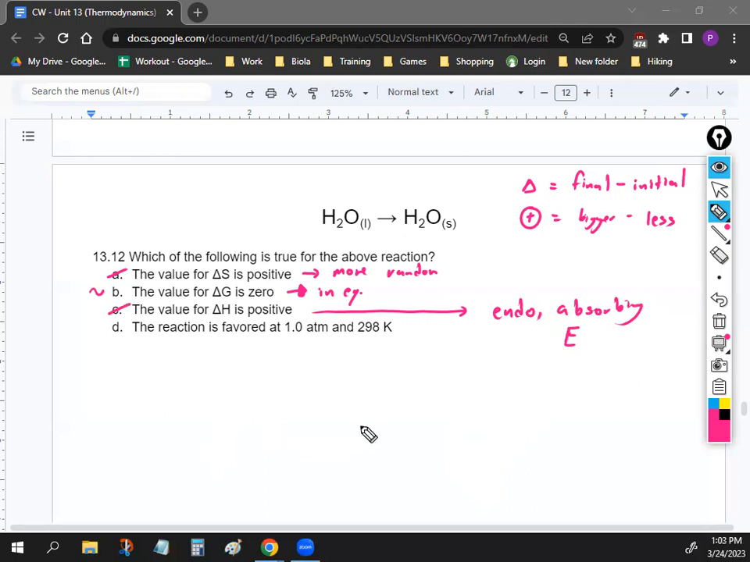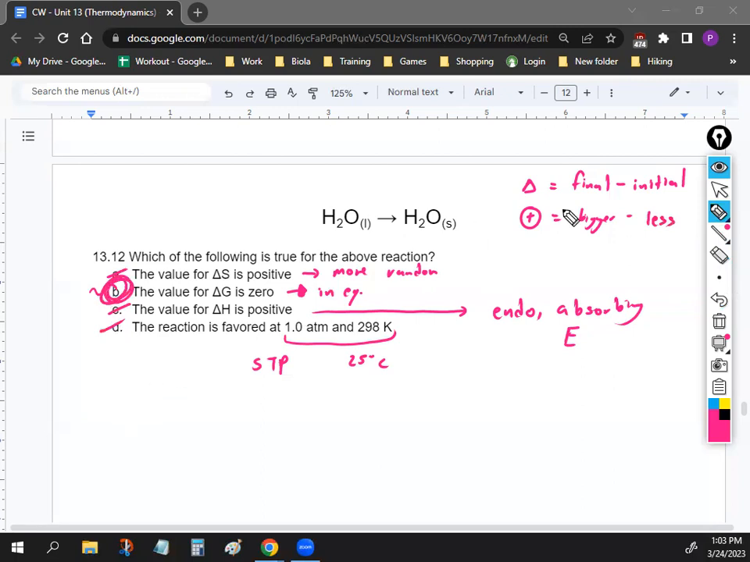And then lastly, D, it's favored at 1 atm, 298 Kelvin. If you do the math for this, it's 25 degrees Celsius. Do you guys remember the term for this? Standard. Yes, STP. Wow. Oh, I'm so sorry. I'm not myself. That's wrong. It's 25 degrees Celsius. It's B. Sorry, I apologize.